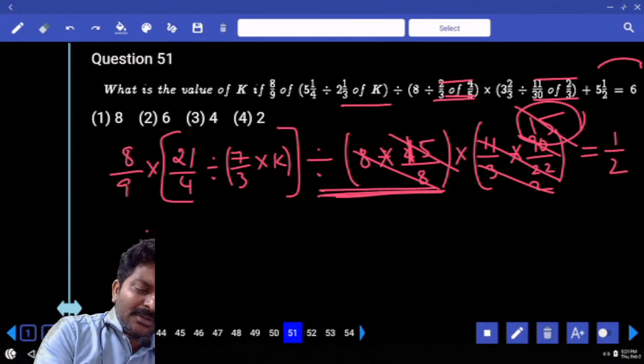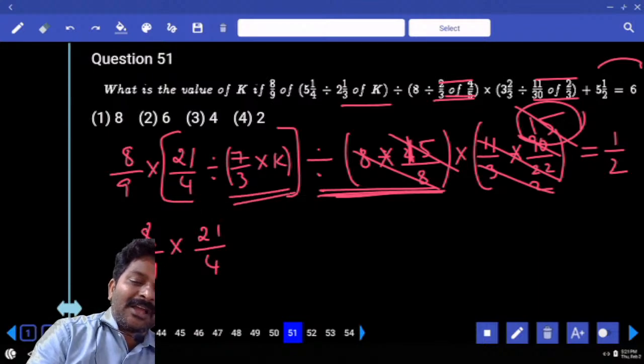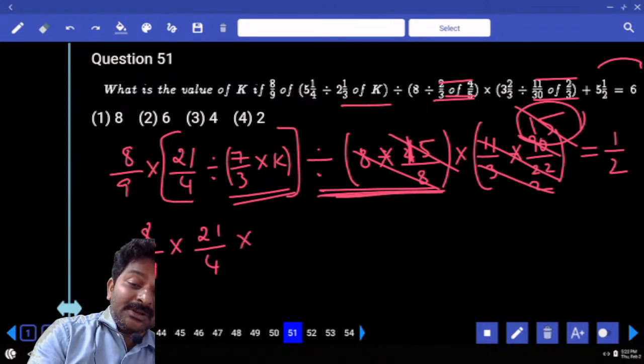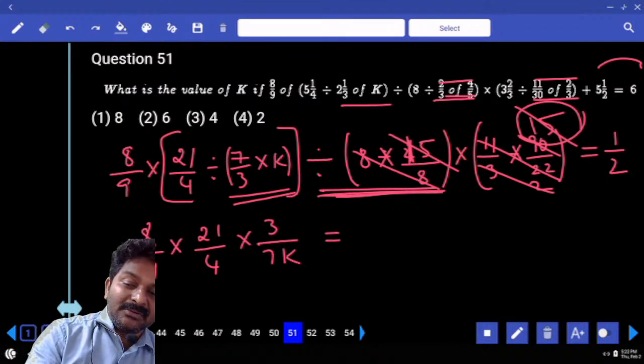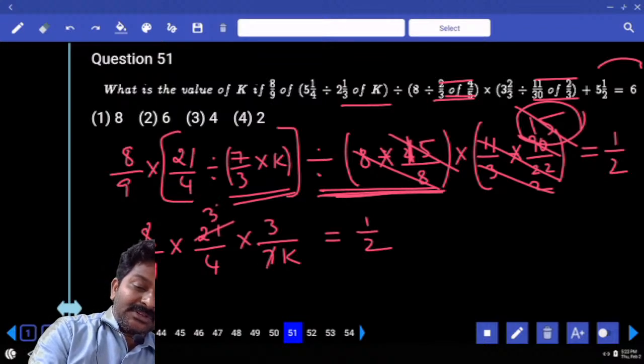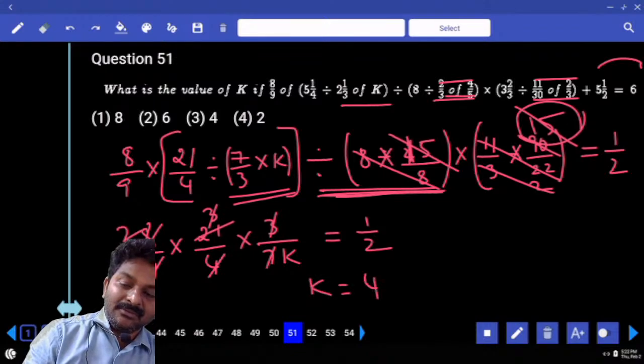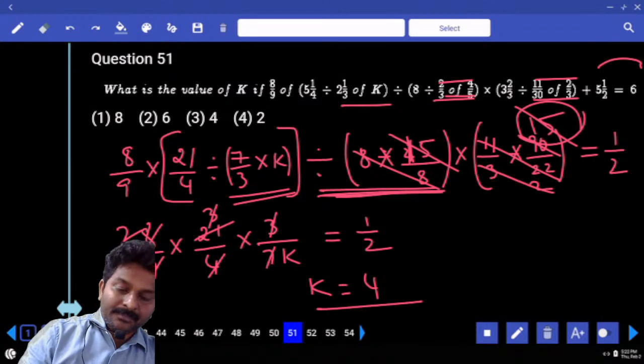So now I am rewriting 8 by 9 into 21 by 4. This part I will write it as 7k by 3 divided by 7k by 3 becomes into 3 by 7k is equals to 1 by 2. 7 3 times 3 3s 9, 4 2 times k is equal to 4. Next.